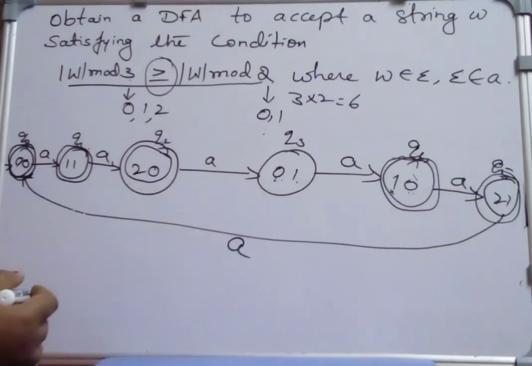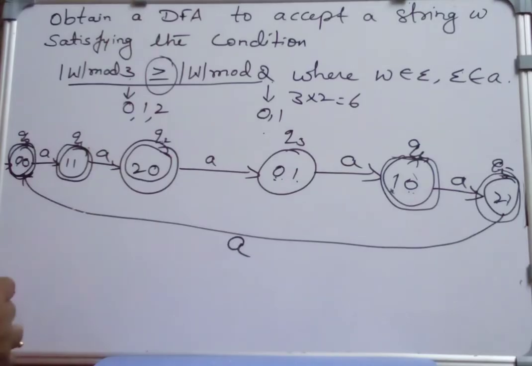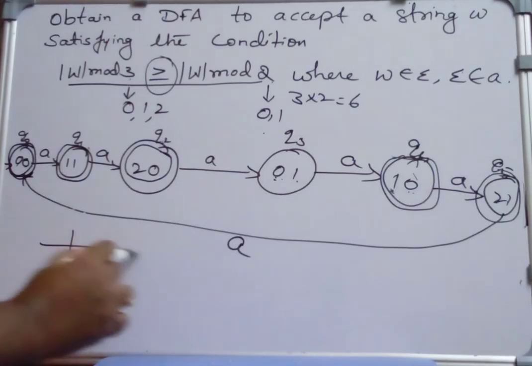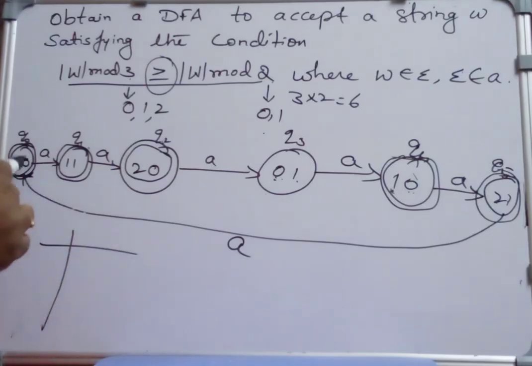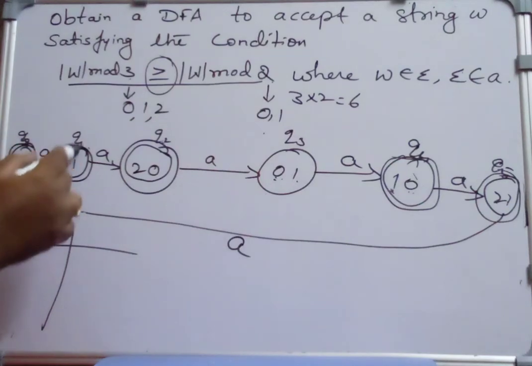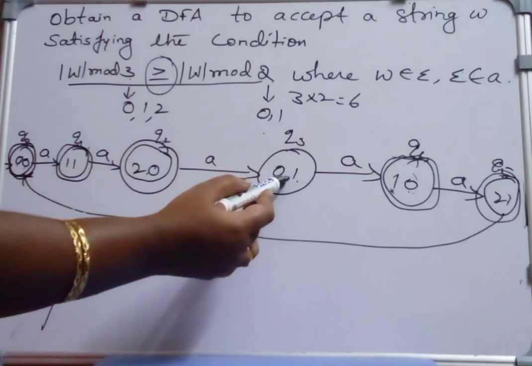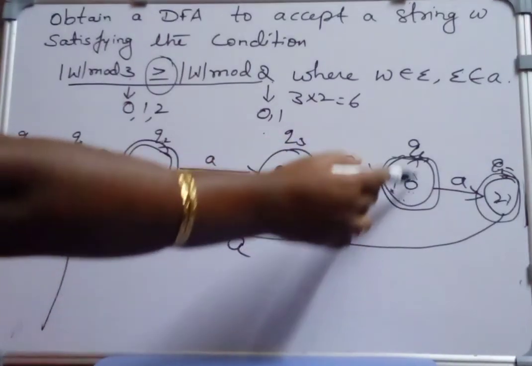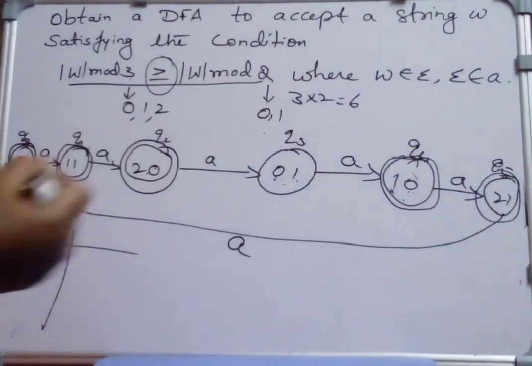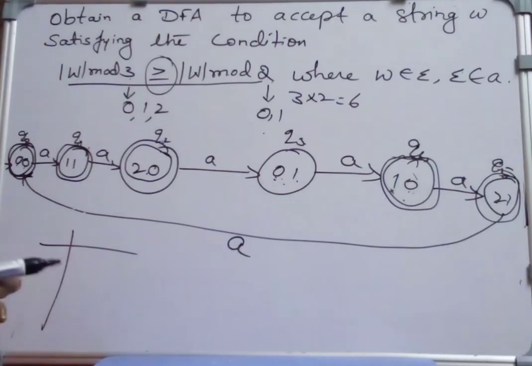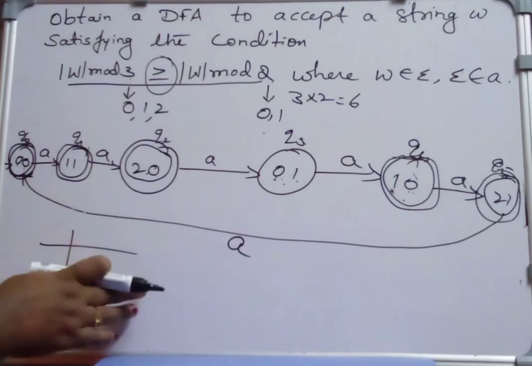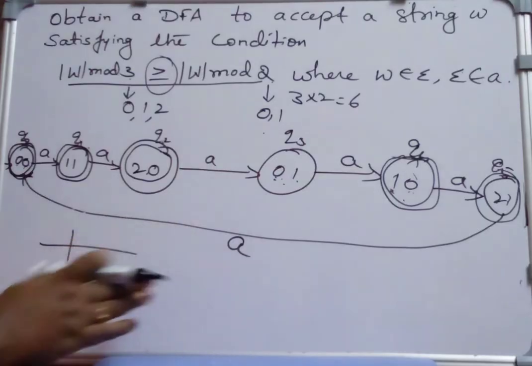So finally we have to write the machine M. So M is equal to (Q, Σ, q0, F), and the transition diagram we have to write. So here instead of 0 0 you can replace with Q0, 1 1 you can replace with Q1, 2 0 you can replace with Q2, and 0 1 with Q3, 1 0 with Q4, and 2 1 with Q5. So then finally you will get the automata.